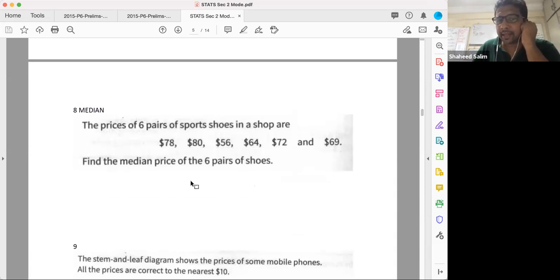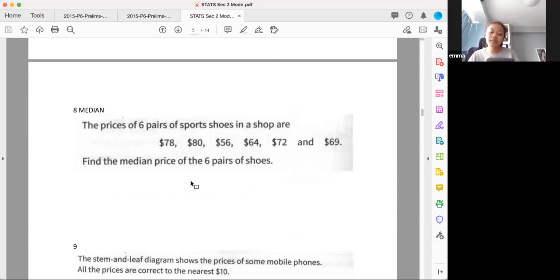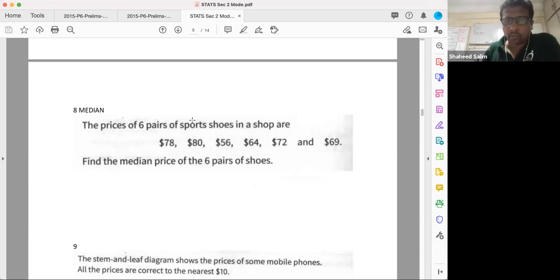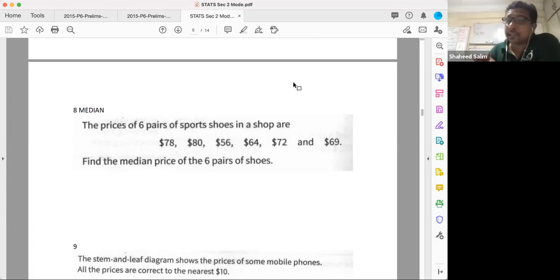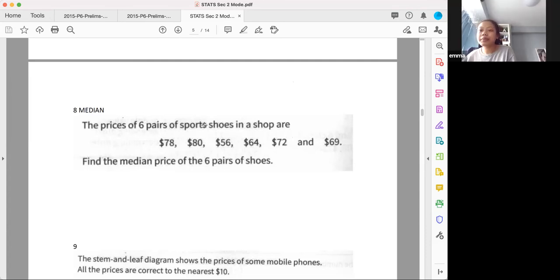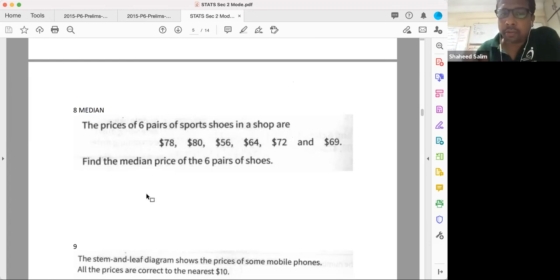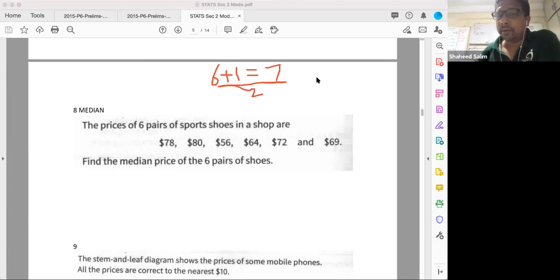How many prizes are there? Yes, 1, 2, 3, 4, 5, 6. So how to calculate the middle position? No, that's every position. This is one prize, another prize, and so on. You plus 1, then divide by 2. Every time you need to plus 1. There are 6 prizes, we are looking for the position, so you plus 1 and get 7, then divide by 2, get 3.5.